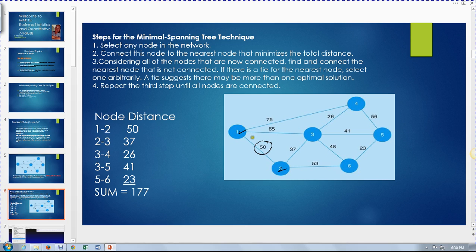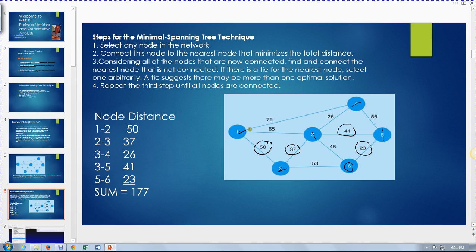Then we look at each node that we've considered, and again, pick the smallest. 1 to 4 is 75, 1 to 3 is 65. We already picked 1 to 2. 2 to 3 is 37, so we're going to select that. And then you look at nodes 1, 2, and 3, select the smallest one. That's going to be 26 from node 1 to 4. And then you look at nodes 1, 2, 3, and 4. Select the one with the minimum distance. That happens to be from 3 to 5, 41, and then 4 to 6 is 23.